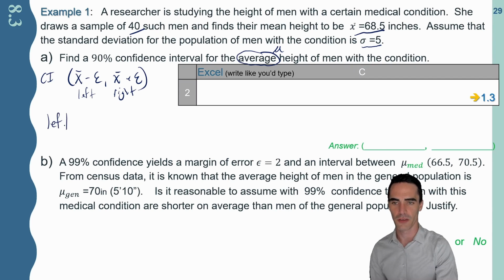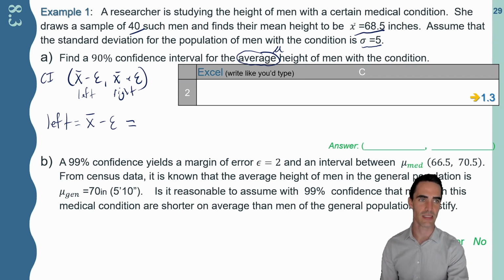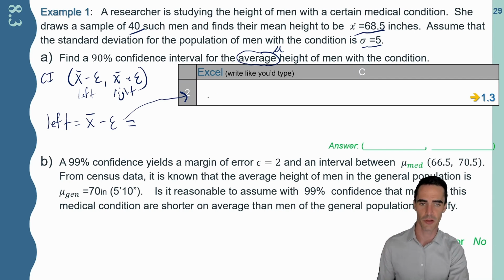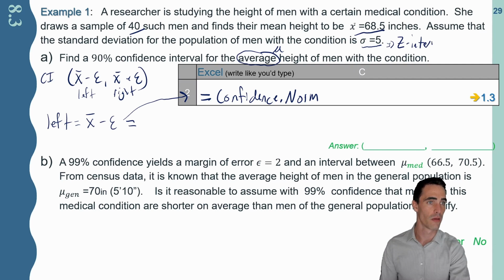So I can write out, to first start, left equals x bar minus my margin of error. Fortunately, one of the ingredients you get for free right there is 68.5. The margin of error, okay, that's what this is for. And you can open up Excel and try this on your own. I'd encourage you to see if we get similar numbers, but I'll write it just like you would type it. You would type in first equals confidence.norm, because we're using a Z interval. We actually know what the population information is. I'll write it over here. Z interval. And then I have 3 inputs to put in here.